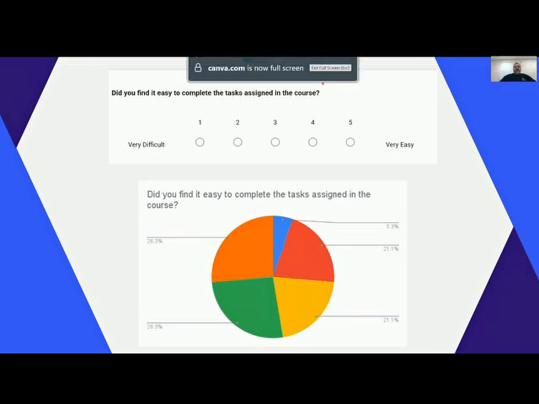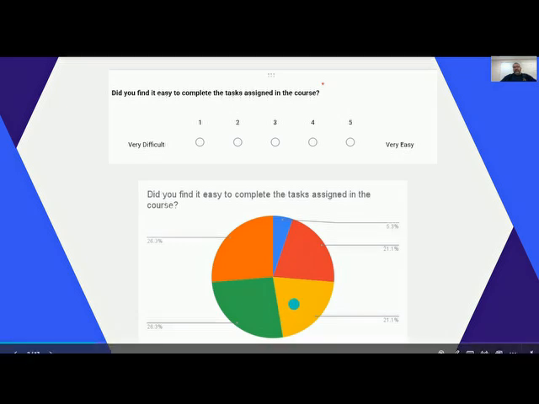So my first question was, did you find it easy to complete the tasks assigned in the course? I had 1 student give it a 1, but you can see the other 95% of my respondents gave it 3s, 4s, and 5s.